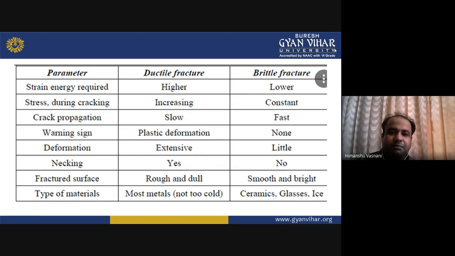deformation in brittle fracture. Now, when it comes to necking, yes, there is necking in ductile fracture, and in brittle there is no neck. Then fractured surfaces: these are rough and dull in a ductile fracture, and smooth and dry in a brittle fracture. Then type of materials: most metals have ductile fractures, and brittle fractures occur in ceramics, glass, ice. So these are all examples of brittle fracture.